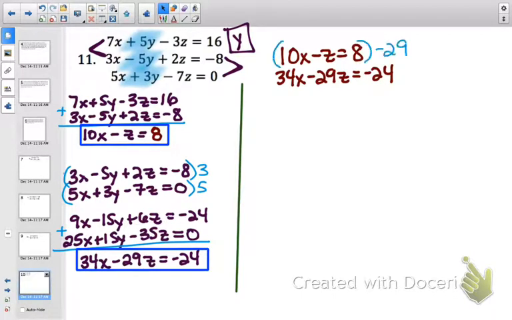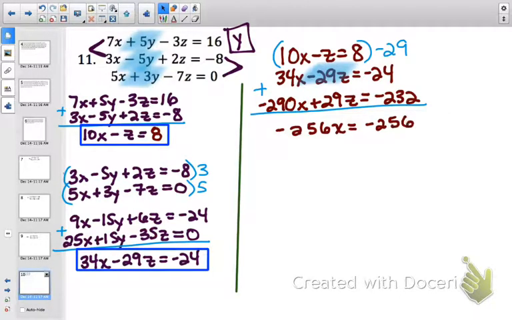So I'm going to multiply that top equation by negative 29 because I already have a negative 29z, so that means I want a positive 29z. So I'm going to go ahead and distribute that negative 29 to the first equation, and then it's ready to add because I have a negative 29 and positive 29. When I add, the numbers are big, but they end up working out quite nicely so that I get x is equal to positive 1.